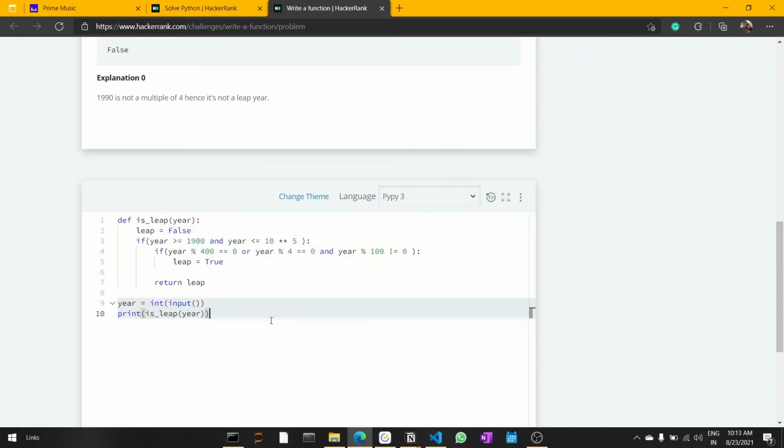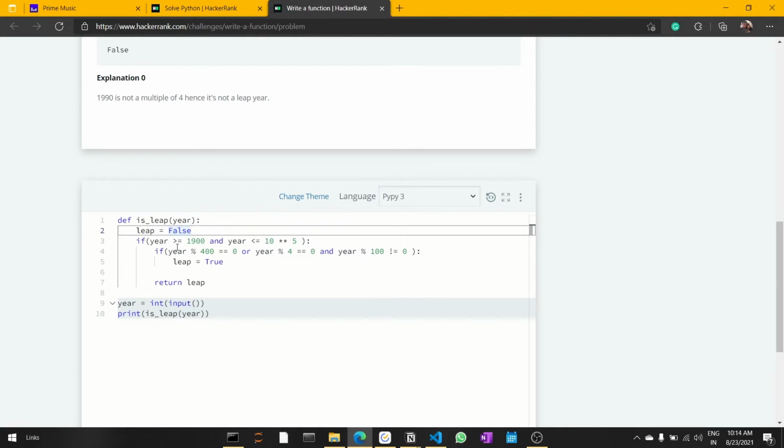This is the solution to the problem. So we have this function which is used to find whether this particular year is leap year or not, and depending upon that result we are returning true or false. So first we are taking input from user and converting that input to integer and storing into one variable called year. Then we are passing that same variable to a function called isLeap, and here at the start we are setting leap is equal to false.